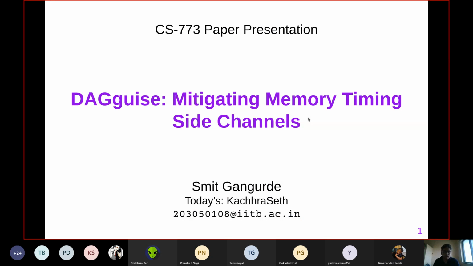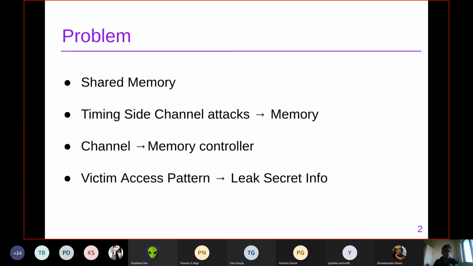I'm Smith Gangude. On behalf of Team 8, I'll be presenting DAC guys, mitigating memory timing side channel attacks. The problem is that the existence of shared memory gives way to timing side channel attacks, which we have seen in cache as well. The only difference here is that it is also possible in DRAM, and the channel being the memory controller. So the attacker can cause contention on the shared memory in the memory controller with its own requests to gain secret information, which could be encoded in the victim's access pattern and basically leak that secret information.